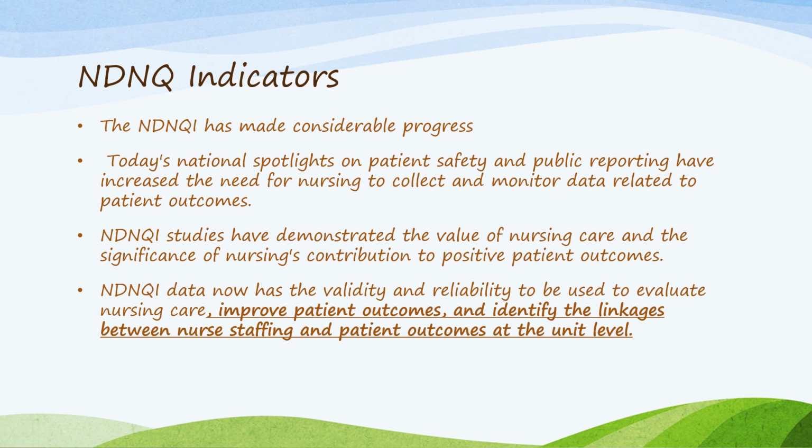So they've made a lot of progress. So right now, the big issue is patient safety. So that's where the spotlight is. And public reporting. So all this stuff is public information. Okay, if they receive Medicare money, then all of this data is publicly reported. All right, so it increased the need for nursing to collect and monitor the data related to patient outcomes. And they really have shown that the less patients we have, the lower the nurse to patient ratio means better outcomes. Why? Because we're better able to do our job and maintain patient safety while they're in the hospital.